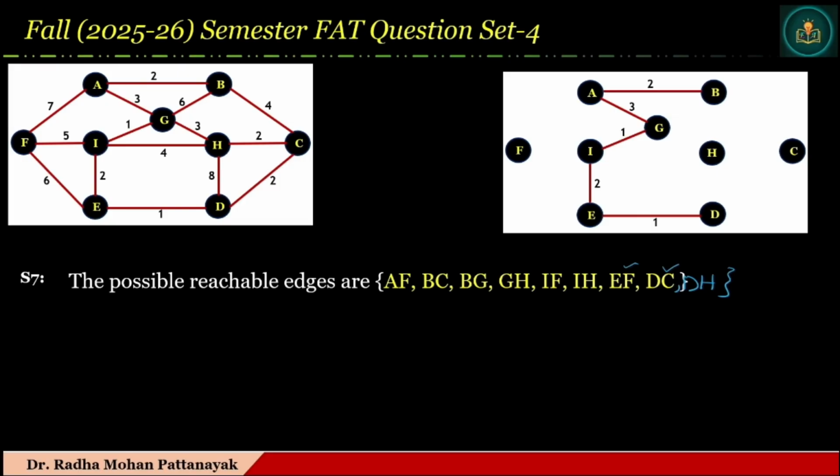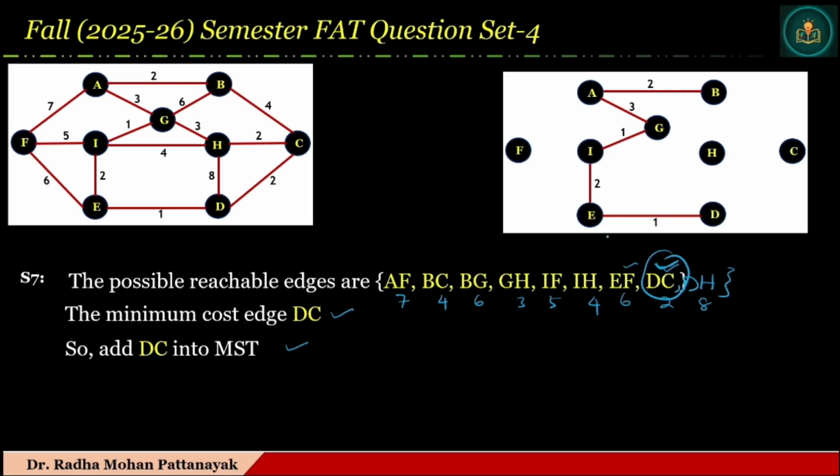Now the costs of all the edges are AF is 7, BC is 4, BG is 6, GH is 3, IF is 5, IH is 4, EF is 6, DC is 2, and DH is 8. Clear? So among all the possible edges, which one is minimum? DC is minimum, right? And we will add DC into the MST. So this is the DC edge, so we will add DC into the MST.